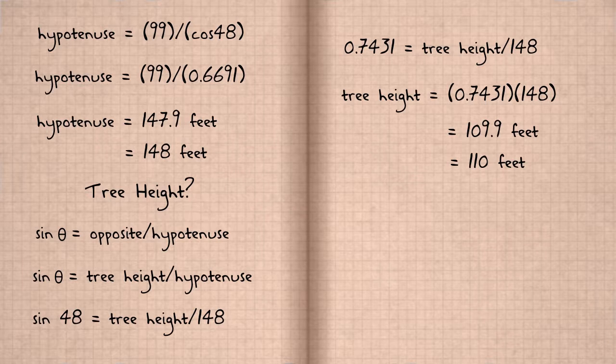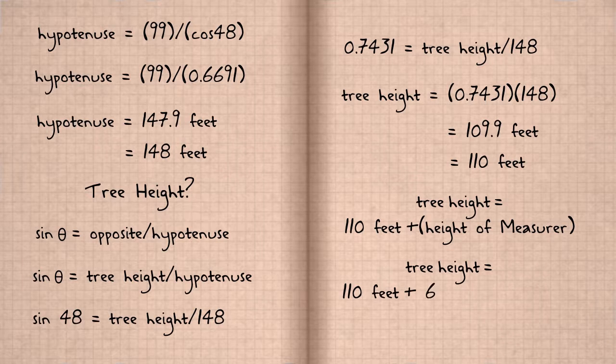And finally, as in our first example, we'll once again add my height of 6 feet right at the end, since we are on level ground and the clinometer is recording its numbers 6 feet off the ground. This gives us our final tree height of 116 feet.